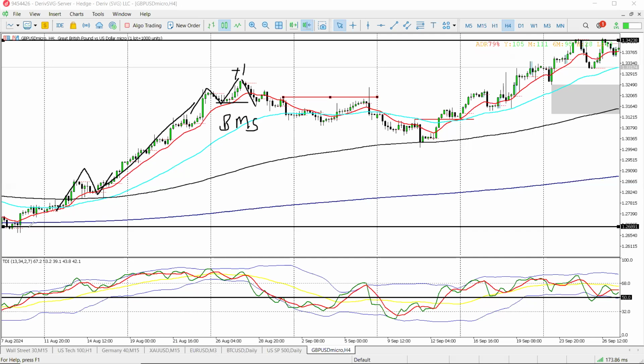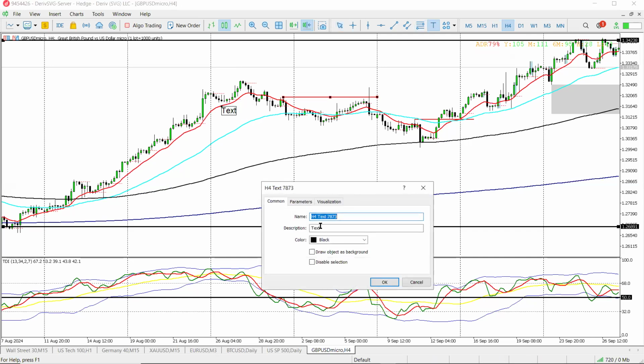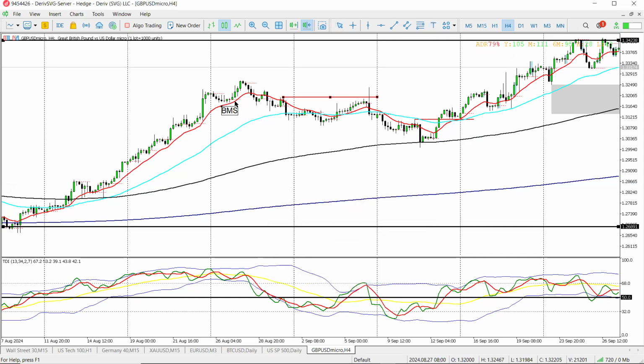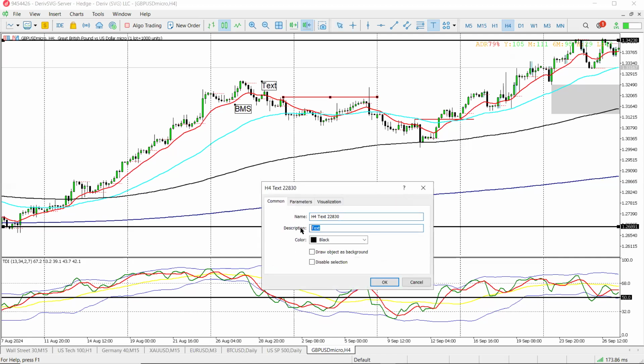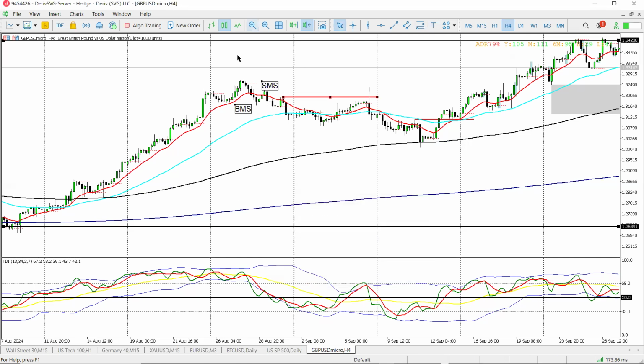Let me see if I can actually write it on the screen. Okay, so we had a BMS right there. This level being broken, that's our BMS. But we don't know that it's a reversal until price fails to break this high, so that we get a failed swing, or an SMS. So price retraces up, and we get our SMS, our failed swing. Then from there, we are looking for the next BMS to happen. The next BMS was the break of this level here.